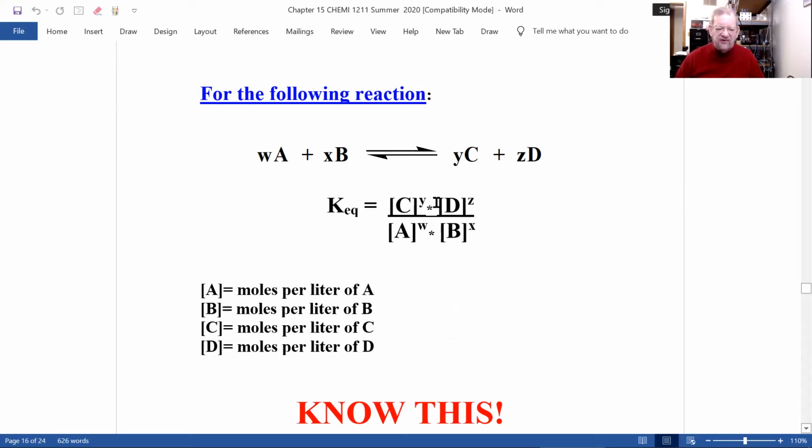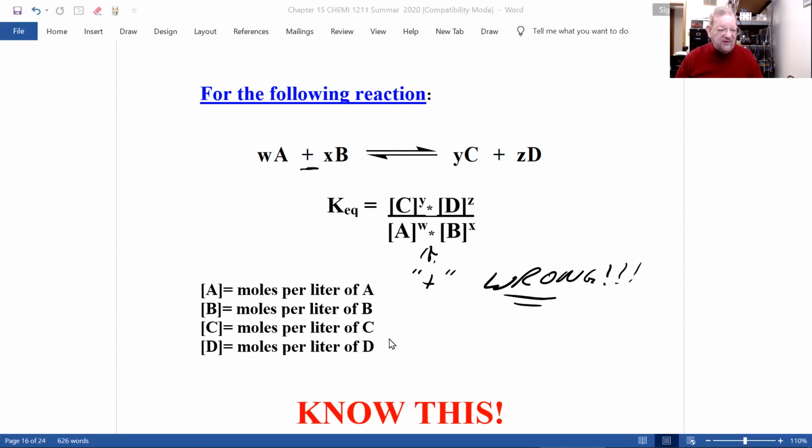Now, how do you write an equilibrium constant? It's the concentration of each product to the power of the coefficient of that product, times each other, divided by the concentration of each reactant to the power of its coefficient. And it's times. Students want to put a plus here because they see this, and that's wrong. It even says it on your screen. It's wrong.